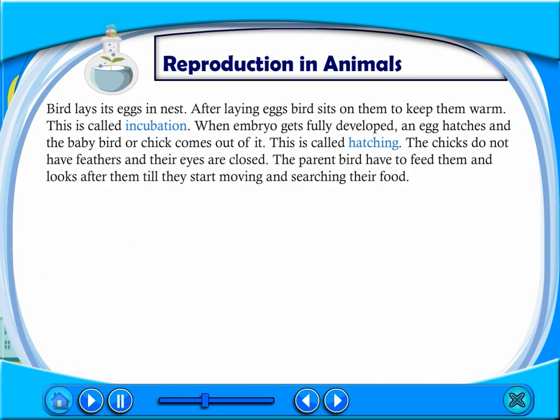A bird lays its eggs in a nest. After laying eggs, birds sit on them to keep them warm. This is called incubation. When the embryo gets fully developed, the egg hatches and the baby bird or chick comes out of it. This is called hatching. The chicks do not have feathers and their eyes are closed. The parent birds have to feed them and look after them till they start moving and searching for their food.